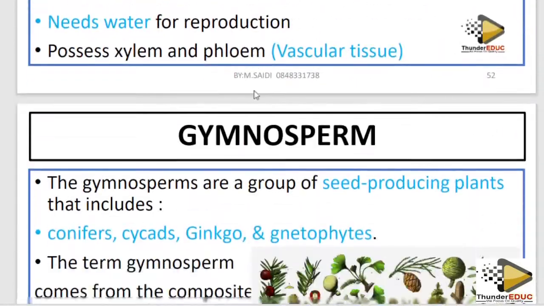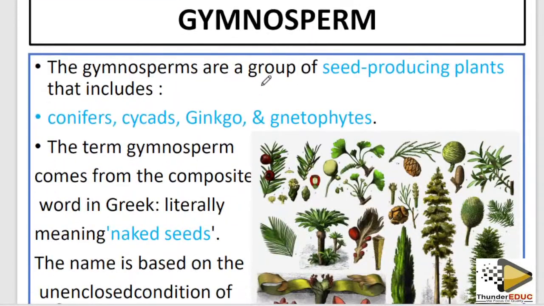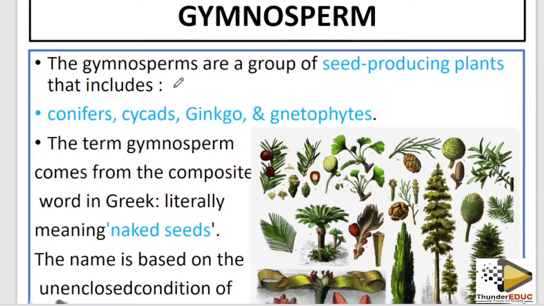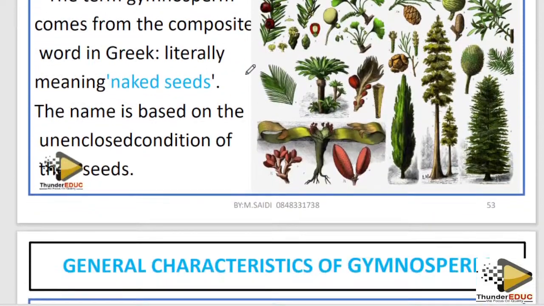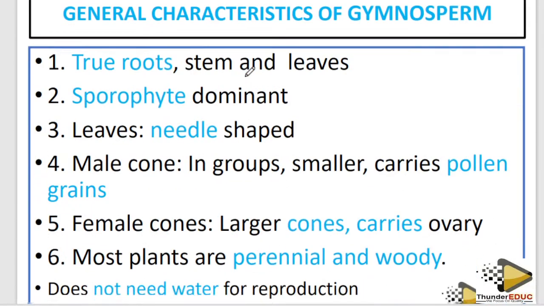And then when you go to the gymnosperms, we call them naked seeds. These ones produce seeds, but the seeds are not enclosed in a fruit. For example, the coconut you are eating is an example of a gymnosperm. I've already made different videos concerning gymnosperms and bryophytes. So just go to Thundereduc or B.Saidi channel, then you'll be able to find this. We have to smash the grade 11 paper.